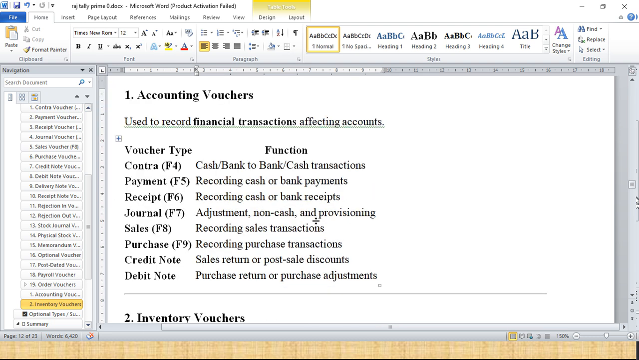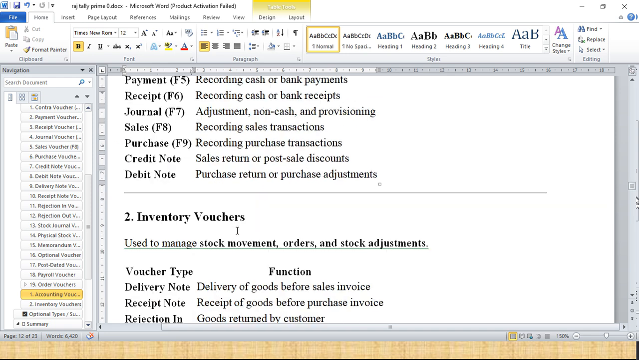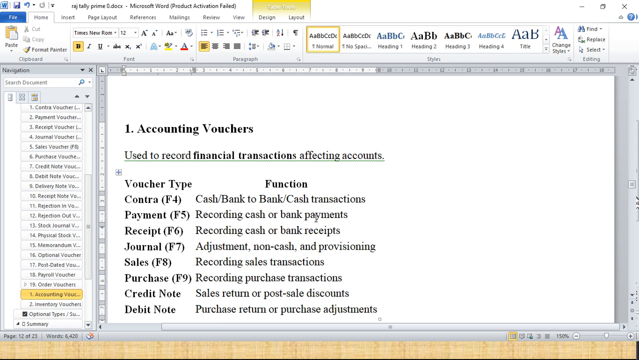In the coming class, we will learn what is a contra voucher, what is a payment voucher and how to make the entry, what is a receipt voucher, what is a journal entry, what is sales, what is purchase, what is a credit note, what is a debit note. We will see them one by one by making entries with examples.